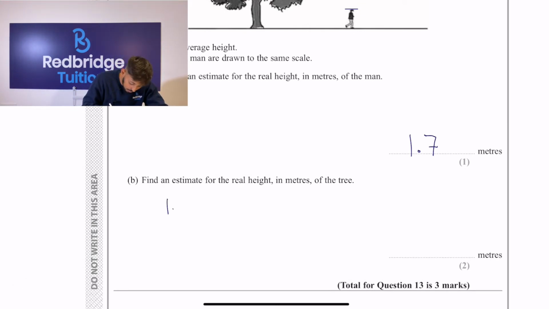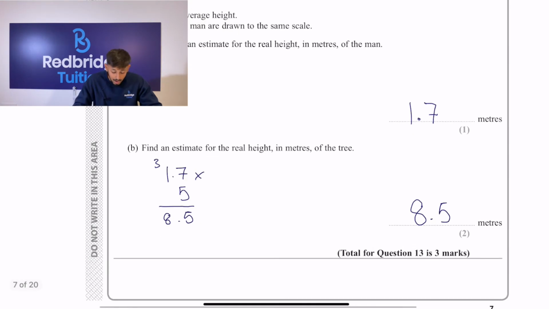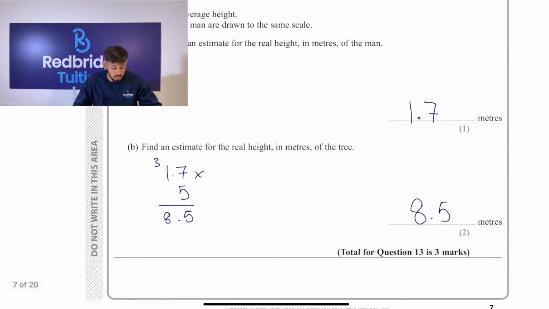So 1.7 times by 5. I'm just going to show you my calculation. So 5 times 7 is 35. Carry the 3. And then we've got 5 times 1, which is 1. And then after carrying the 3, we get to an answer of 8.5 meters. Now, as this is an approximation, the mark scheme will have a specific range, probably from about 6.5 to maybe 10 meters.